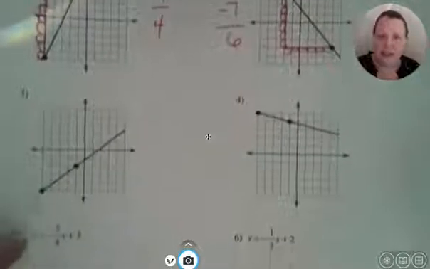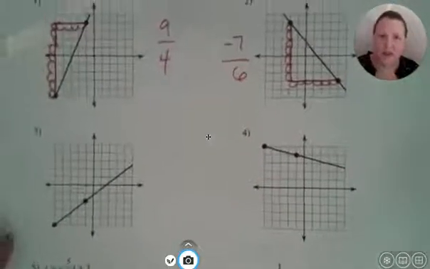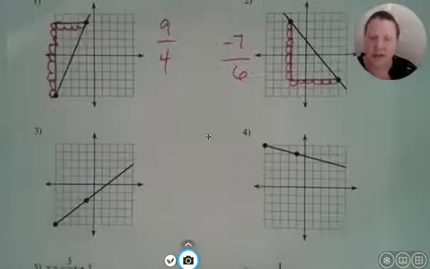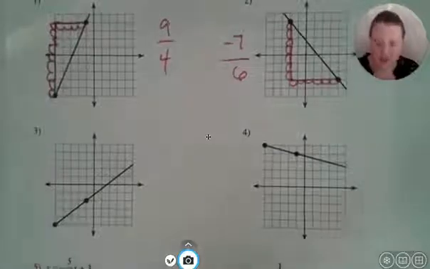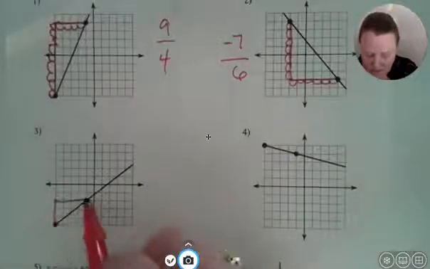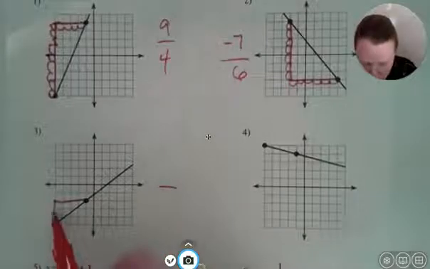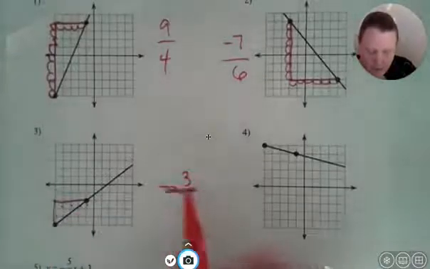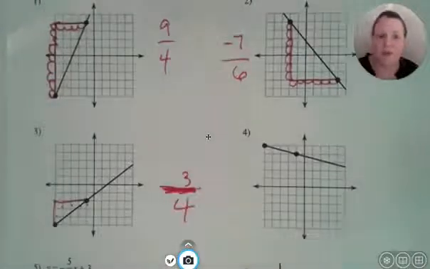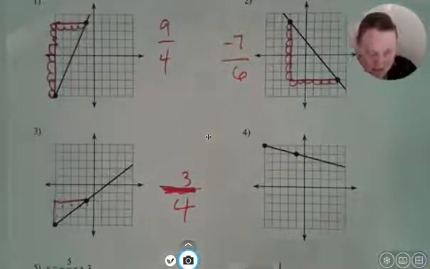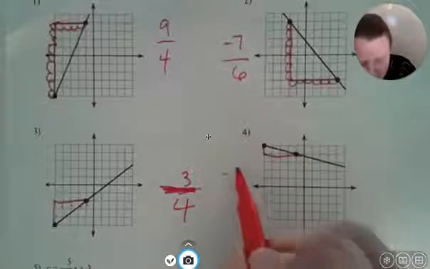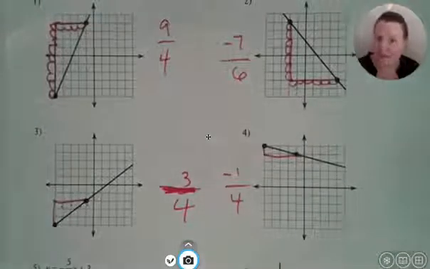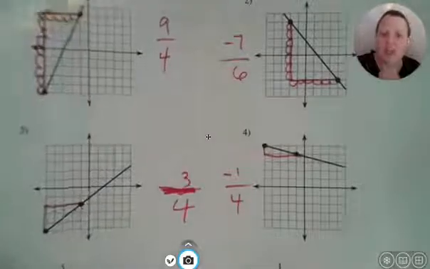All right, I'm going to slide this up a little bit so we can see questions 3 and 4 better. I want you to tell me what you think the slope is here. Pause the video if you need to. My answer is 3/4. And then we're going to do it again: down 1 and over 4. So great, good job.